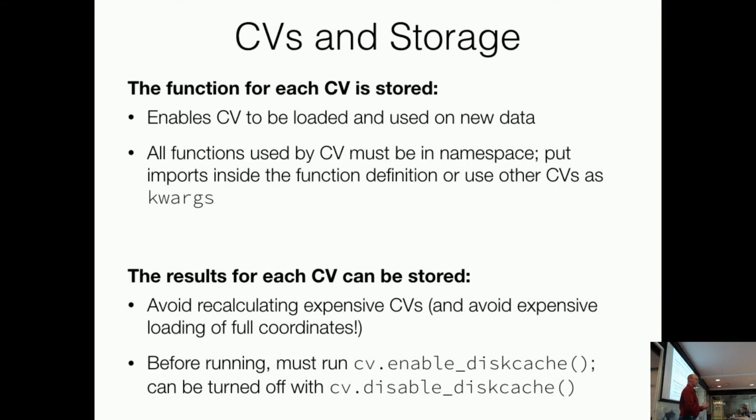And again, because of that, all functions that you use inside the CV must be in the namespace. You might have noticed on that circle 2D example, I had import math inside the definition of the function. That's normally not done in Python, but we have to do that to make sure it's known what math.sqrt is in that case. The other way to do this is to pass other CVs as arguments.